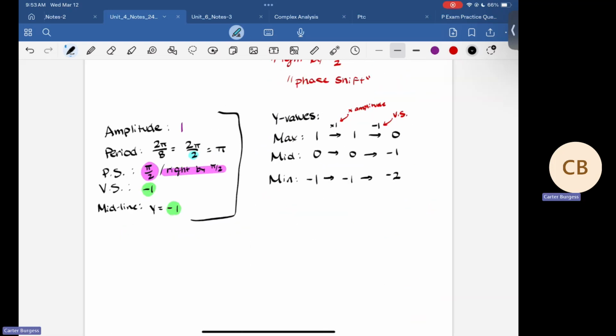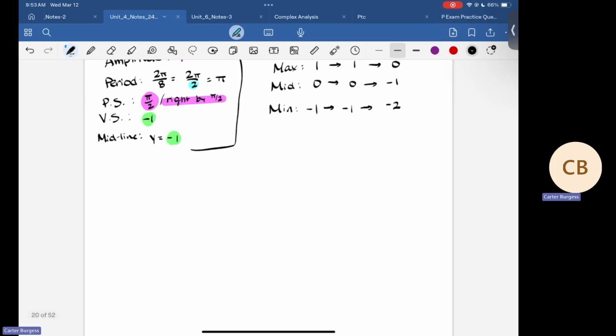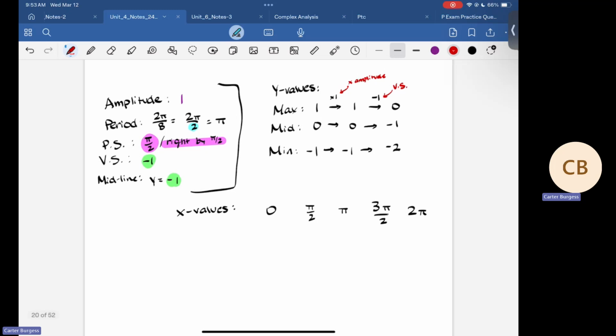Now, the 5 significant x values that we care about, the standard x values that go with max, mid, min, are going to be 0, pi over 2, pi, 3 pi over 2, and 2 pi. Which, because this is a cosine function, correspond to which y values? So cosine follows what pattern, essentially?